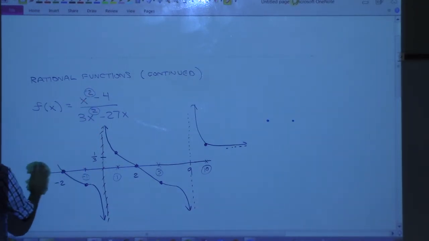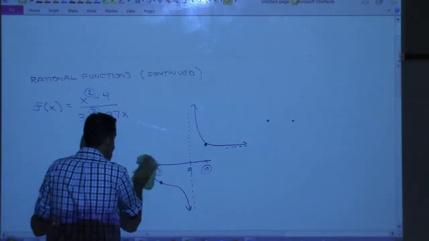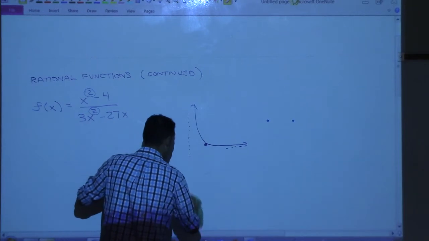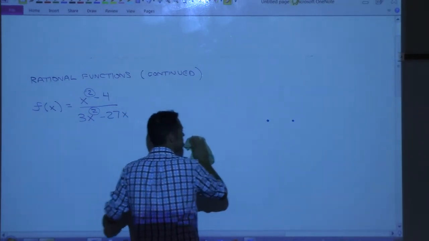So the last case is this one right here. This will be the last example we do, where the degree of the numerator is bigger than the denominator.